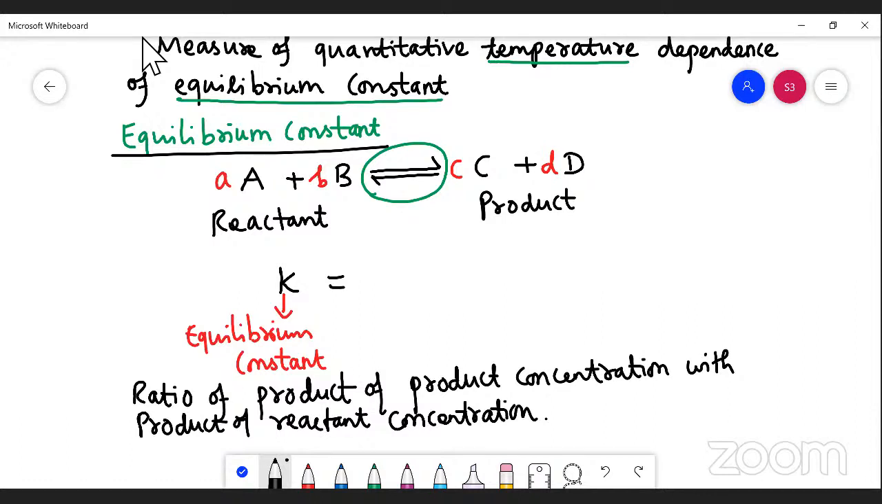Okay. Now, how can you write the equilibrium constant for a given equilibrium reaction? Just as I have considered, A and B are the reactants, C and D are the products.